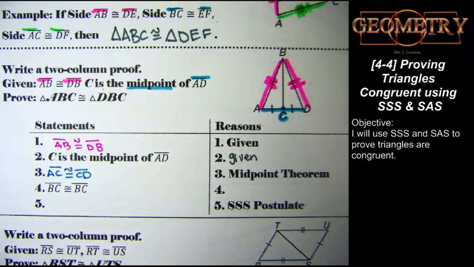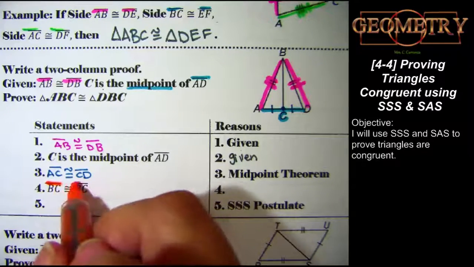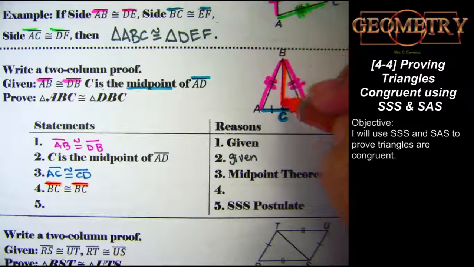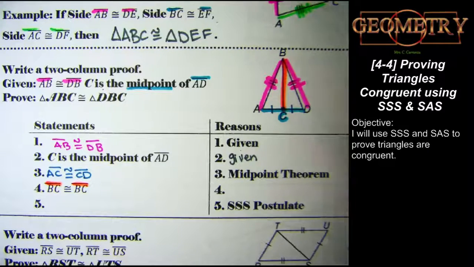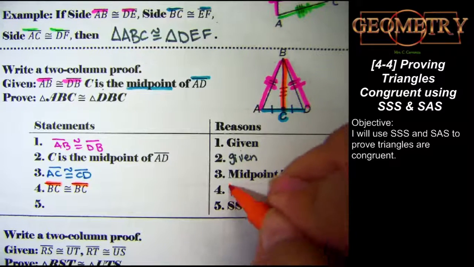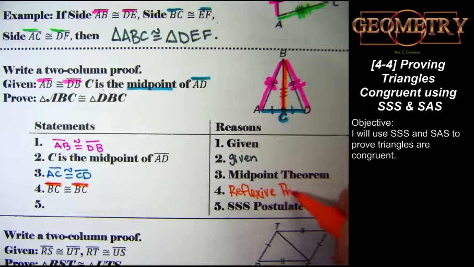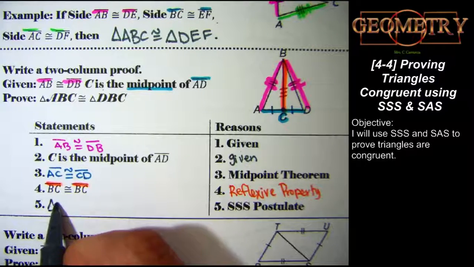The next thing I notice in my partially completed proof is that it tells me that line segment BC is congruent to line segment BC. Okay. Line segment BC is congruent to line segment BC. The reflexive property. It's congruent to itself. So therefore, triangle ABC is equivalent to ABD.